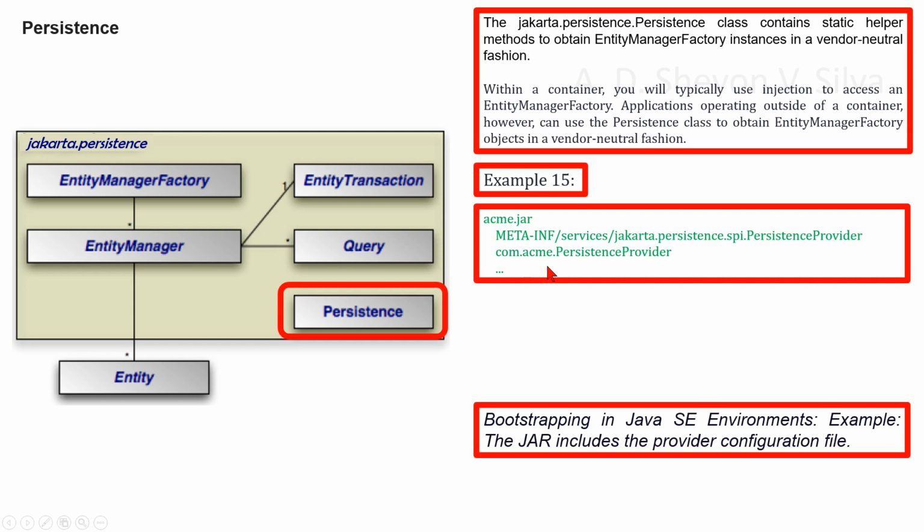For example, a persistence vendor called ACME Persistence ships a product in a jar called acme.jar that contains its persistence provider implementation. The jar includes the provider configuration file. The content of the META-INF/services/jakarta.persistence.spi.PersistenceProvider file is nothing more than the name of the implementation class, com.acme.PersistenceProvider. Persistence provider jars may be installed or made available in the same ways as other service providers, for example as extensions or added to the application path.